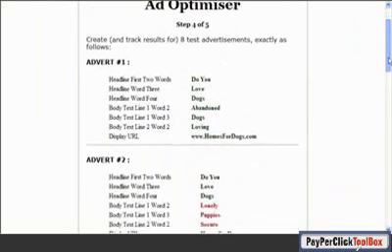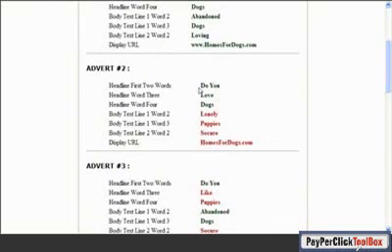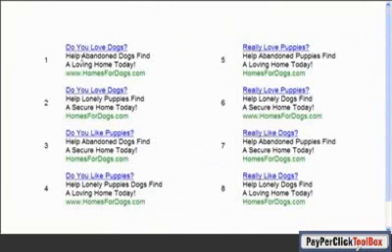And so rather than make you watch me type, I typed out all the ads beforehand. Let's just look at this number 2 as an example, because number 1 is just our control. And here's the control ad number 1. Help abandoned dogs find a loving home today. Do you love dogs? www.homesfordogs.com. But let's go and do number 2.